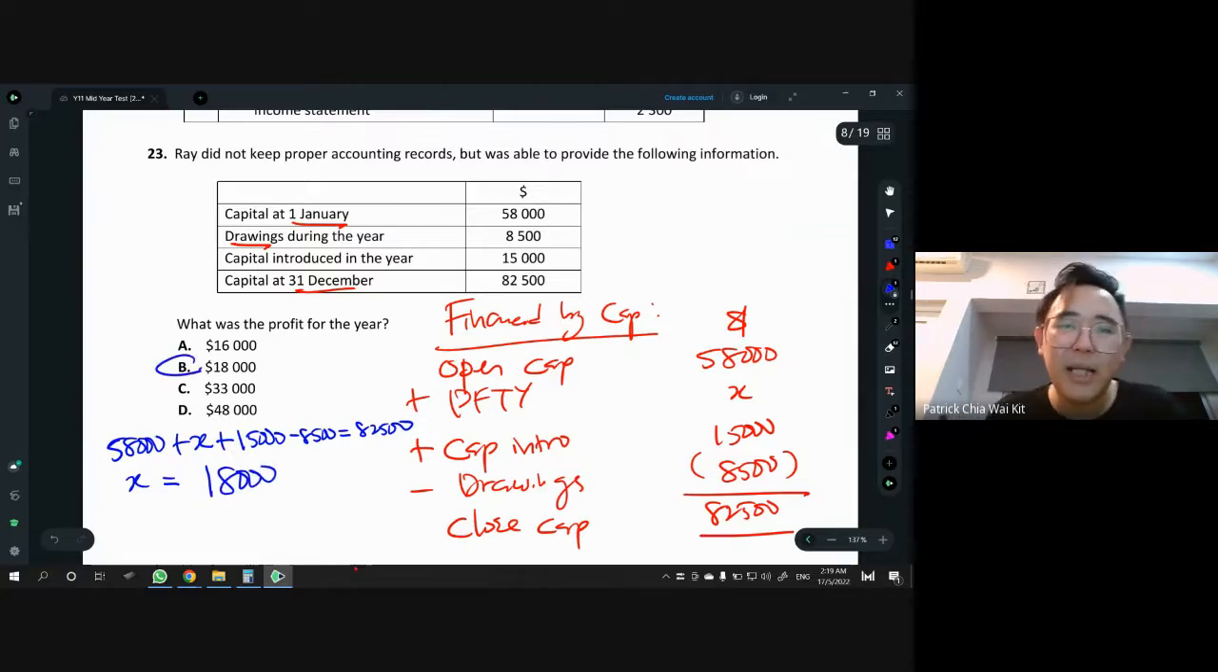You can always double check. Just put back the 18,000 here and then see whether you get back the 82,500. You can always double check like this.